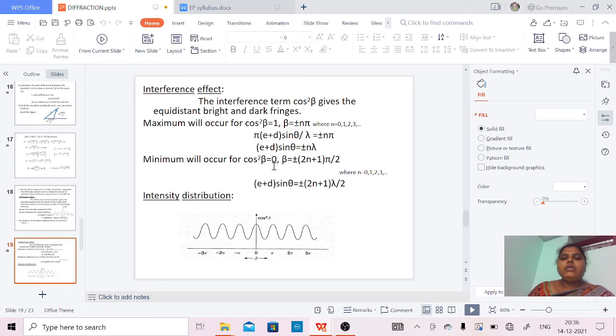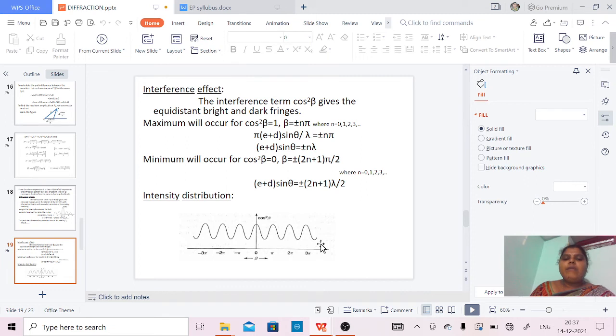Minimum will occur for cos square beta equals 0, that means beta equals plus or minus 2n plus 1 into pi by 2. That is a phase change of pi by 2. Now pi gets cancelled, and this is lambda by 2, not pi by 2, it is lambda by 2. Okay, and now the intensity distribution. See how the intensity will distribute. At 0 we can get the maximum, and for these values we can get the minima conditions.